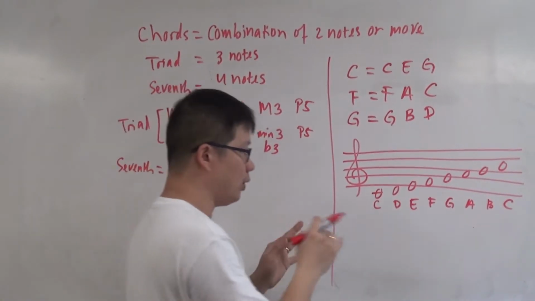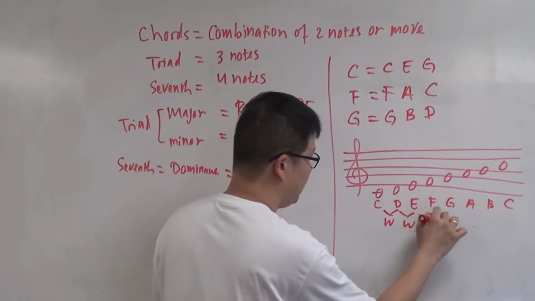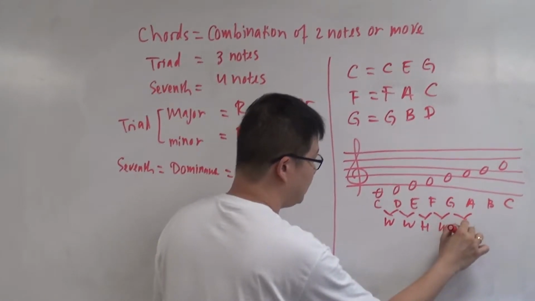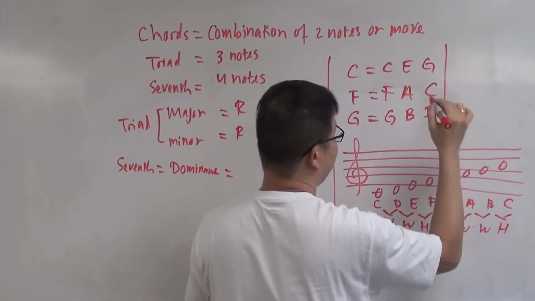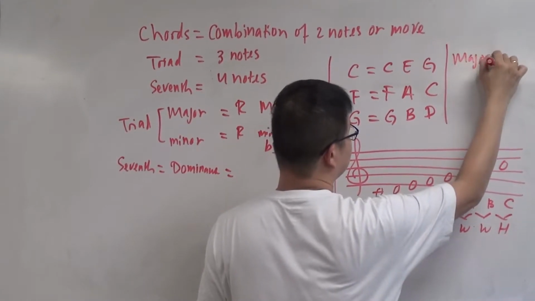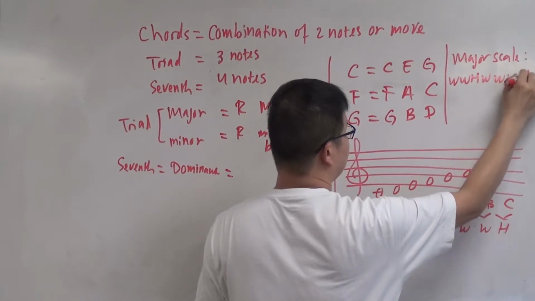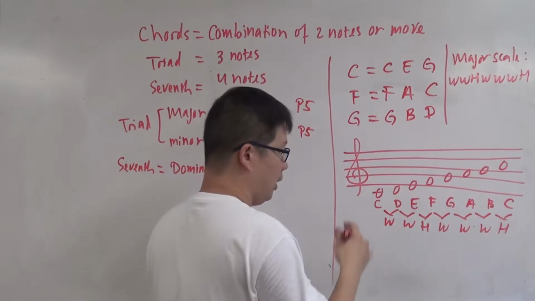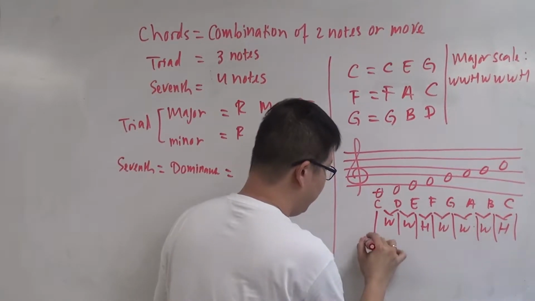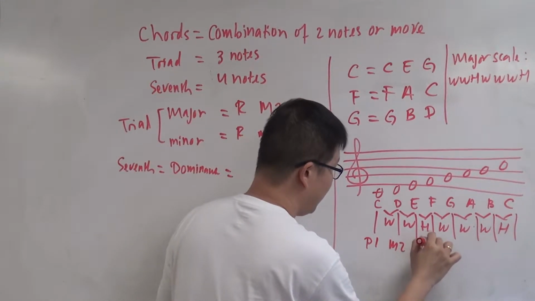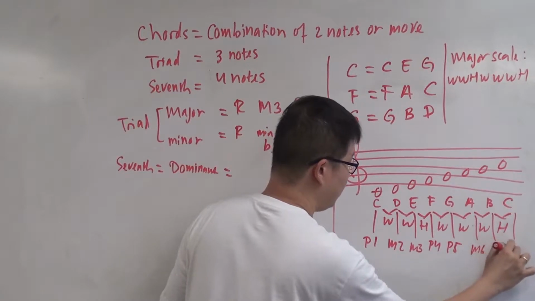Now let's check whether it's correct or not. We know C to D is W, D to E is W, E to F is H, F to G is W, G to A is W, A to B is W, B to C is H. The formula of a major scale is W, W, H, W, W, W, H. So this one is definitely correct. Now let's put in the intervals. This is P1, this is M2, this is M3, this is P4, this is P5, M6, M7, and P8.